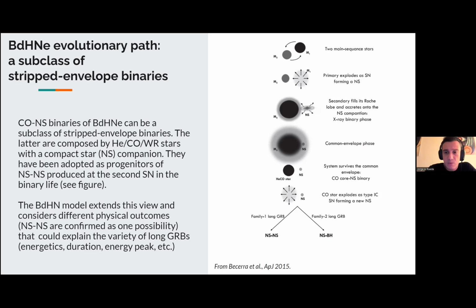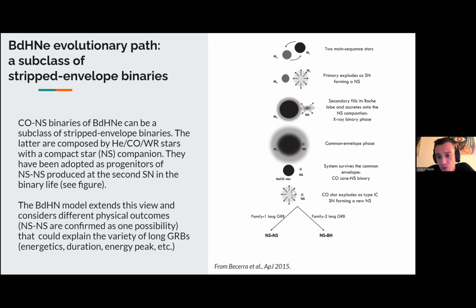So this is what the binary evolution shows: you start with two stars with masses of the order of 10 or 15 solar masses. Then you have the first supernova explosion in the system. Then, as usual, the system can enter into an X-ray binary phase where the ordinary star that didn't explode accretes matter onto the neutron star that was formed in the first supernova event. Then the system can go through common envelope phases, and at the end of those phases, the helium and hydrogen layers of the star are expelled. If the system survives that, you end with a helium, carbon-oxygen, or Wolf-Rayet star in a binary system with a neutron star companion.